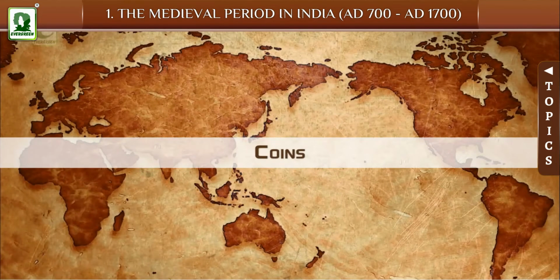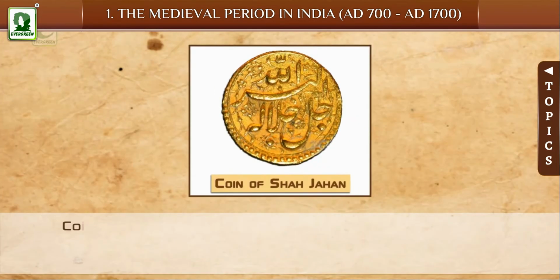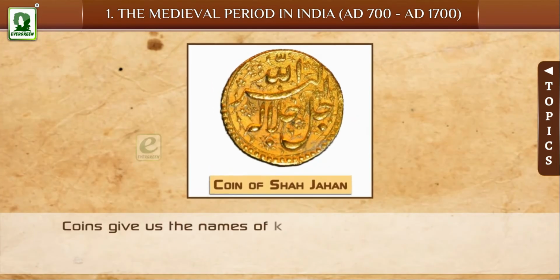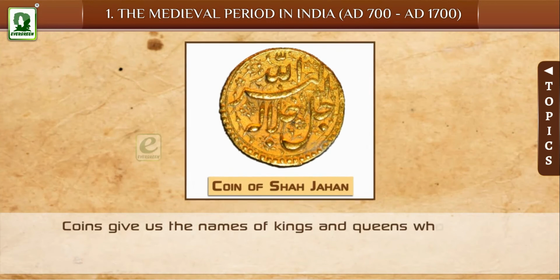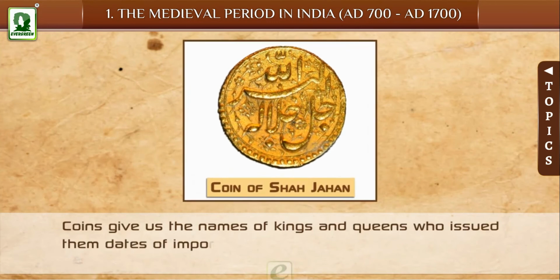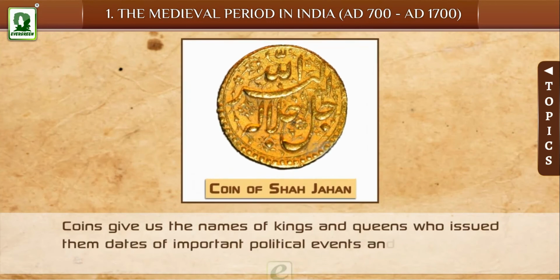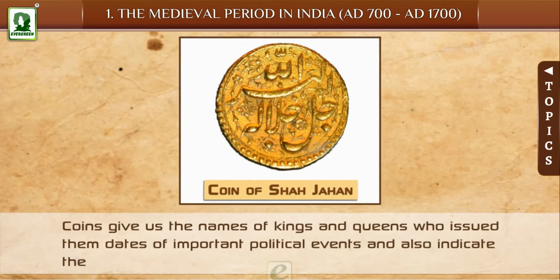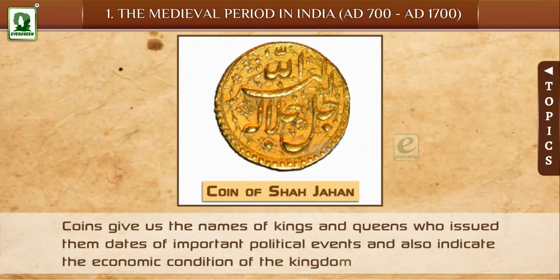Coins. Coins give us the names of kings and queens who issued them, dates of important political events, and also indicate the economic condition of the kingdom.